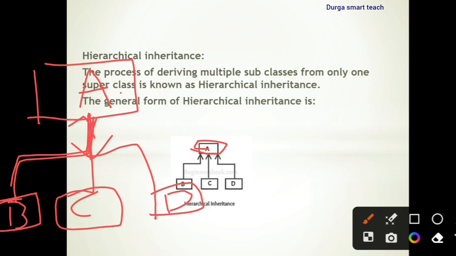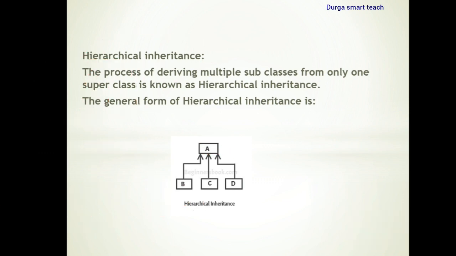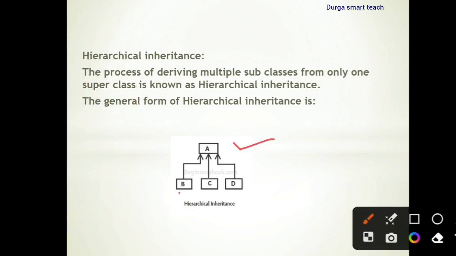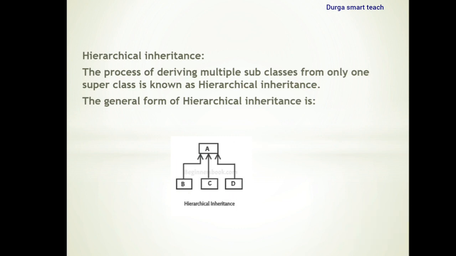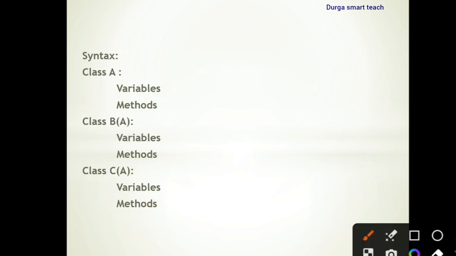Okay, there is only one parent, but you can create any number of children using only one parent. This is nothing but hierarchical inheritance. So see this diagram. Here A is a parent class, and B, C, D are child classes. Okay, so let's see the syntax.